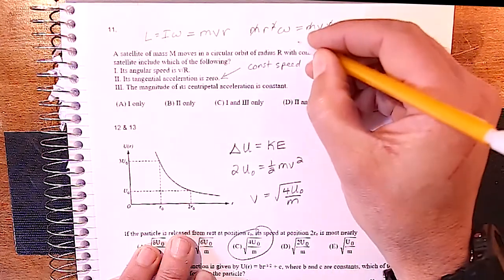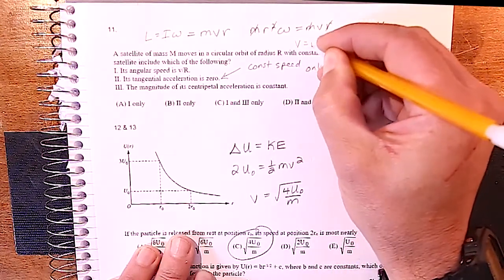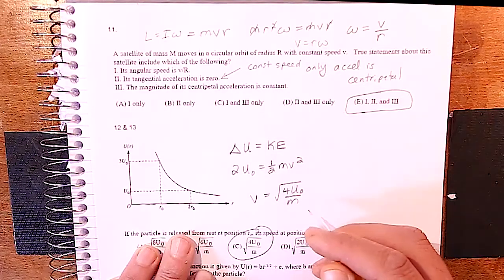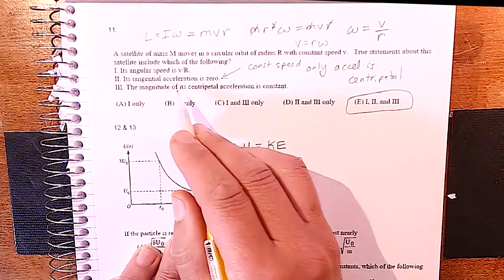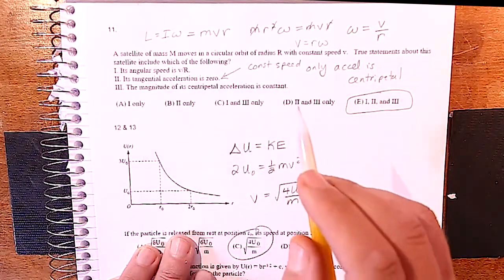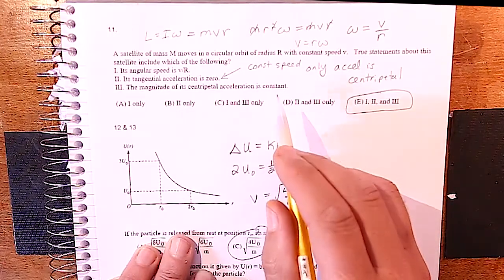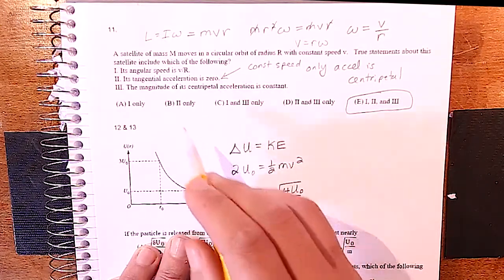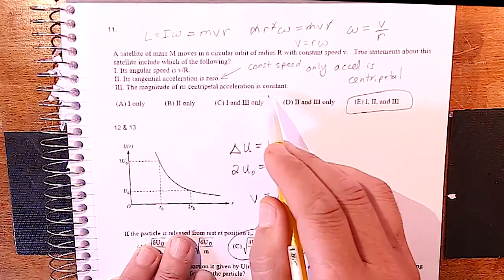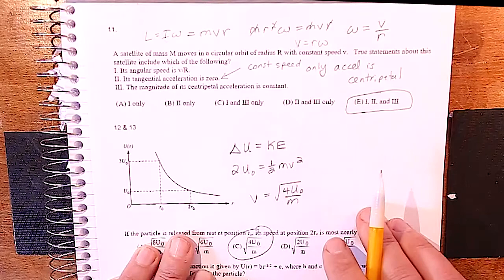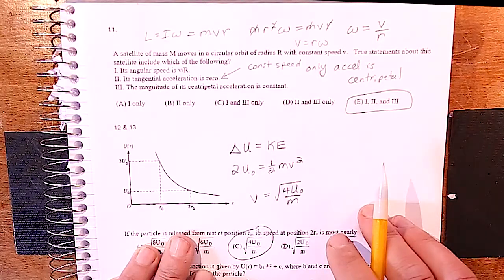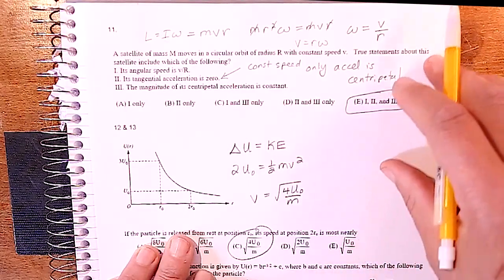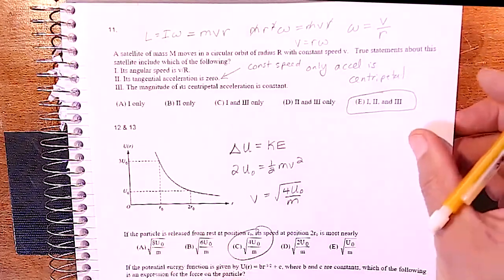Now, we could also have done that straight from v equals r omega. It's the same idea. The tangential acceleration is 0. It is centripetally accelerating, but it is not tangentially accelerating, so this is true. And the magnitude of the centripetal acceleration is constant. That's because the centripetal force, the force of gravity, is constant in a circular orbit.